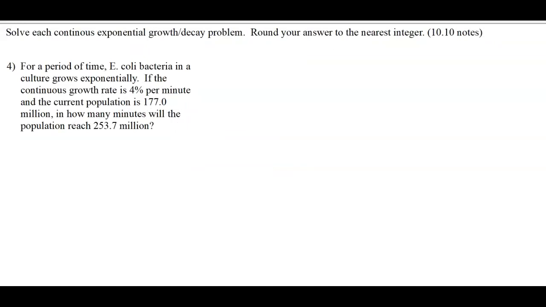For a period of time, E. coli bacteria in a culture grows exponentially. If the continuous growth rate is 4% per minute and the current population is 177 million, how many minutes will the population be 253.7 million? All right, so first of all, we're noticing that since we have this key word here, continuous, we're going to be using this formula.